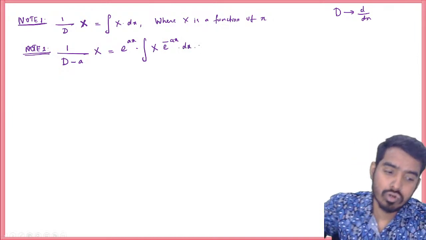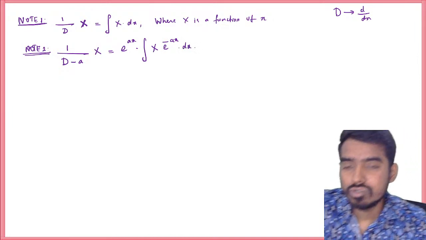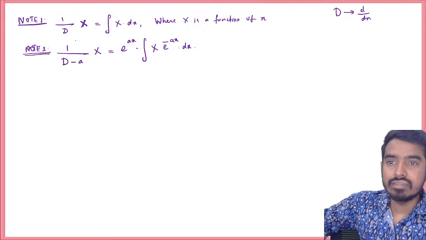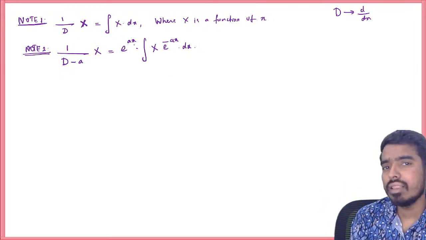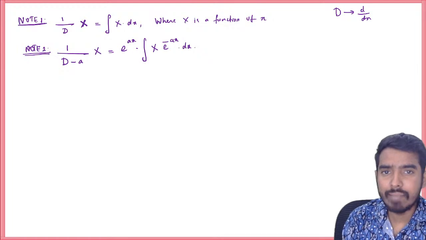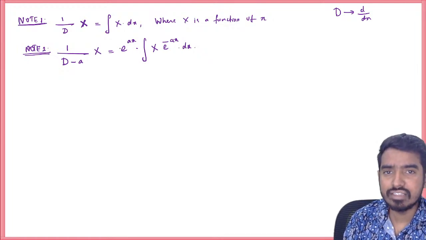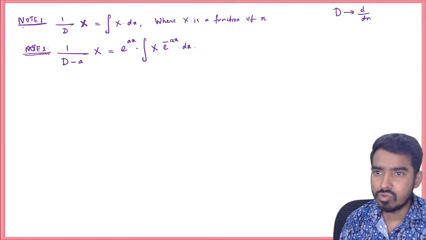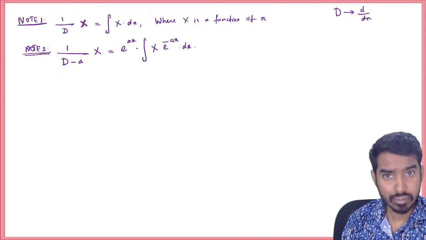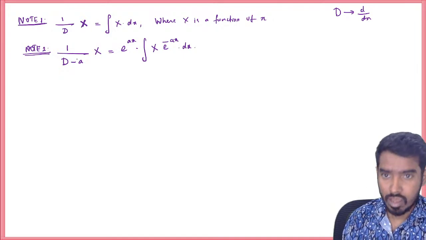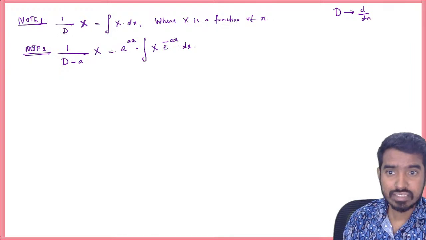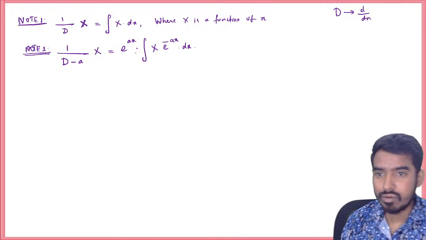So remember these two notes, these are very important. If you have 1 by D, this note will be useful for all the types, not only for type 1. What is type 1? RHS is e power ax. So note 1 is, if you have 1 by D of some function, integrate that function. If you have 1 by D minus a of an x term, you write like this.